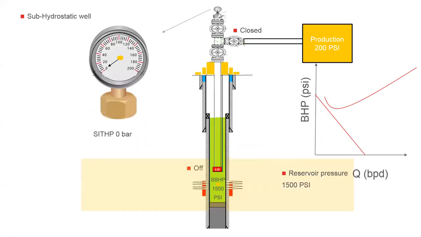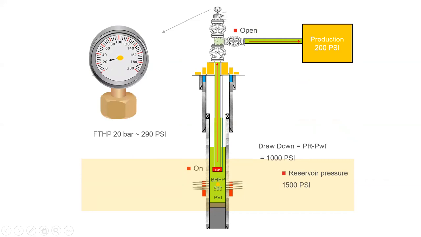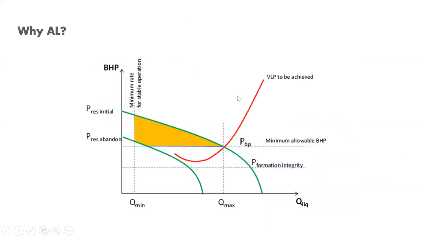Here we can note that the pressure in the static conditions is zero because the fluids don't reach the surface by the natural pressure. But once you turn the pump on, the fluids will reach the surface and start to be produced to the production facility.